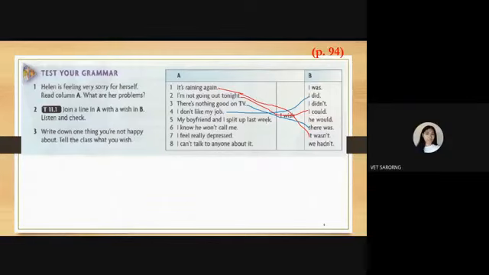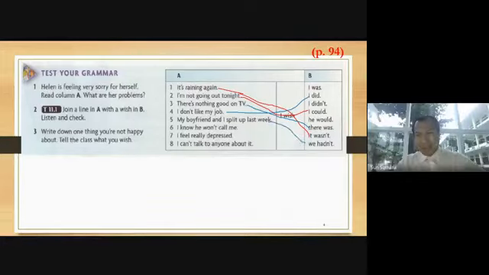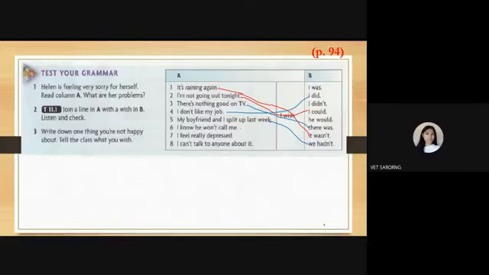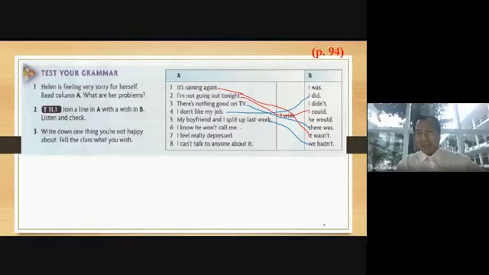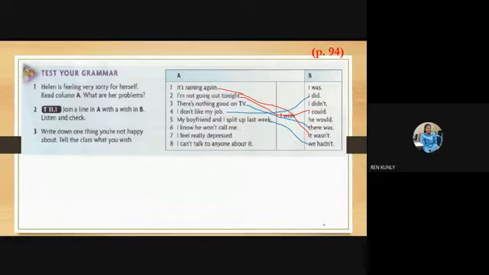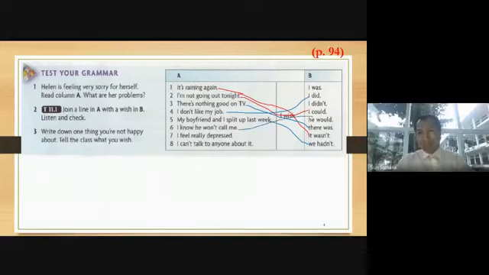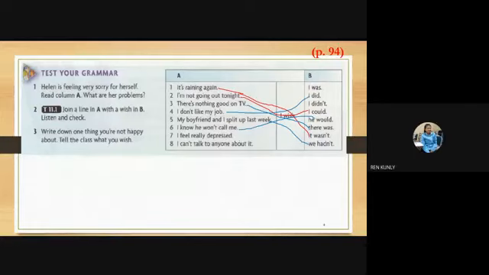My boyfriend and I split up last night. I wish we hadn't. Okay, Saron, can you call out one more? Kunli, right? I know he won't call me. I wish he would, right? Okay, Kunli, can you call out one more? Yvonne, right?